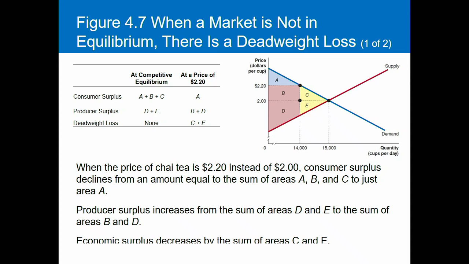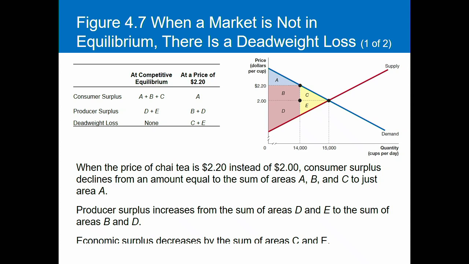If we look at the market in equilibrium, the consumer surplus, the difference between the $2 price and the demand curve, is areas A, B, and C. All of those are what consumers get in excess of what they're having to pay for these goods and services, or in this case, tea. The producer surplus is D and E, this area between the $2 equilibrium price and the supply curve.